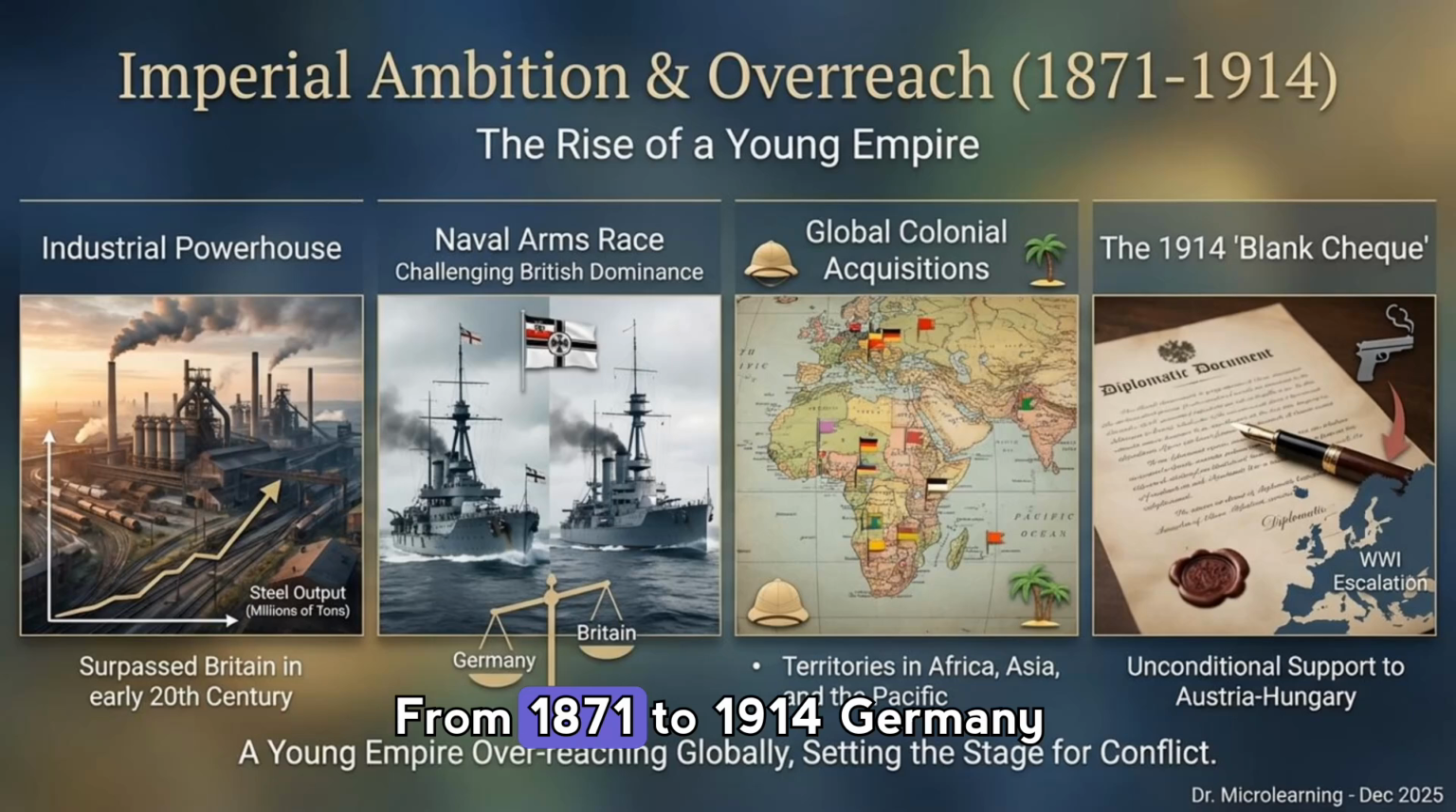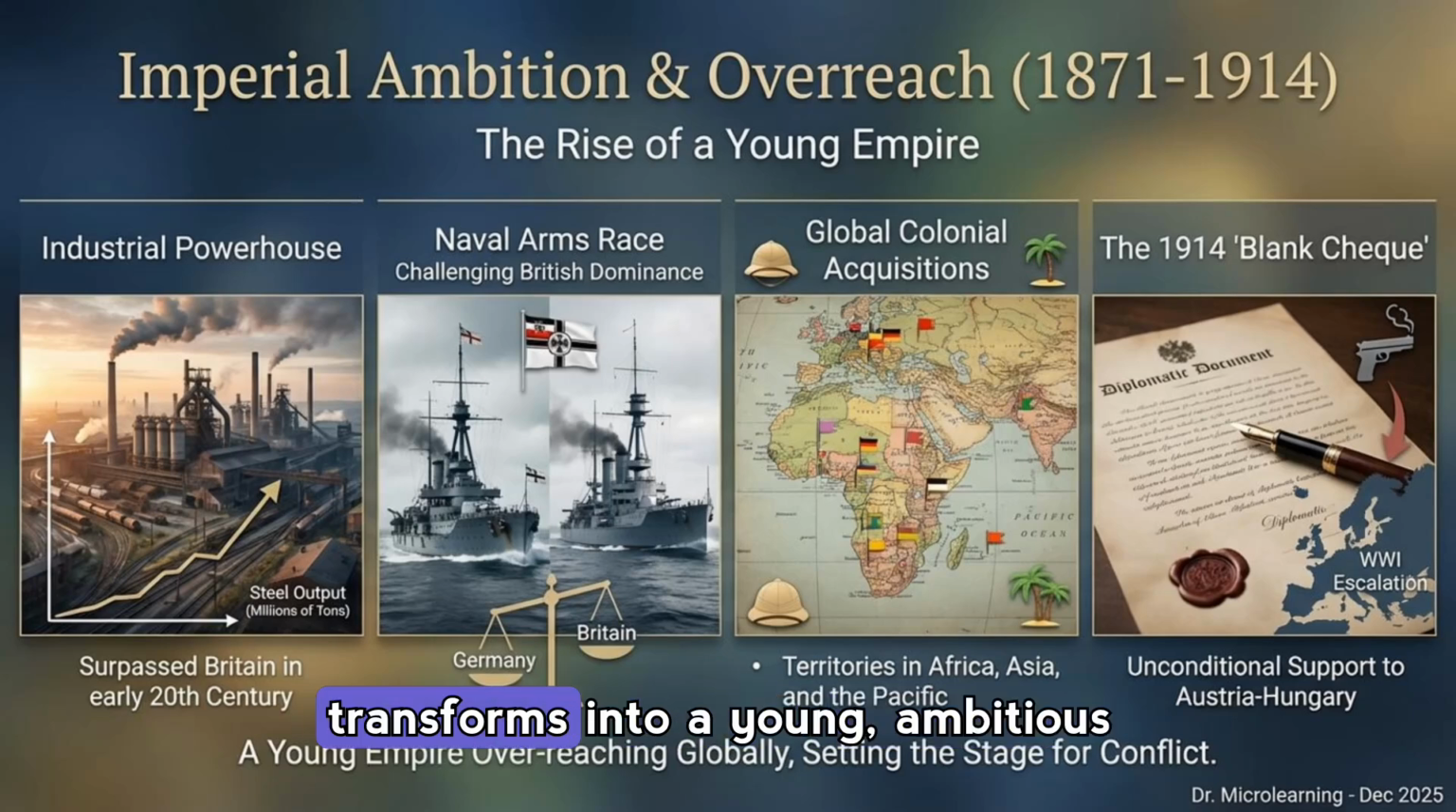From 1871 to 1914, Germany transforms into a young, ambitious empire, shown here as an industrial powerhouse challenging Britain at sea while acquiring colonies overseas. The slide links booming steel output, a naval arms race, and colonial expansion with the diplomatic stance that led to the precarious blank check of 1914, suggesting how rapid growth and overreach set the stage for wider conflict.